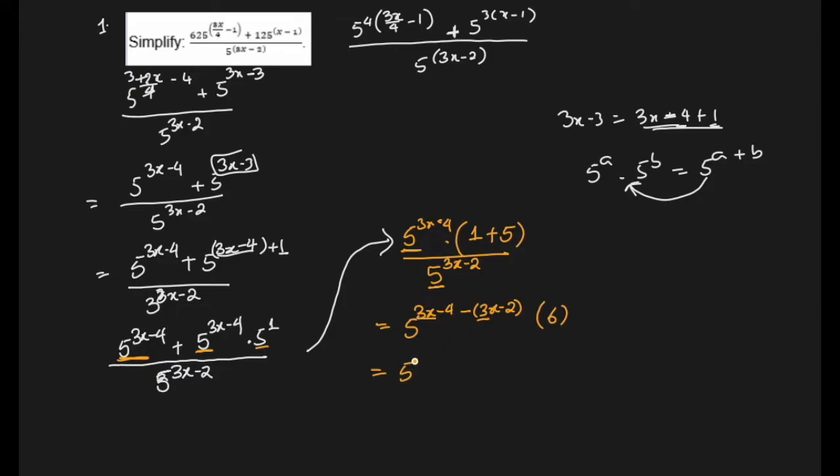3x minus 3x is 0, so they cancel out. Minus 4 minus 2, which is plus 2. So minus 4 plus 2 is minus 2, multiplied by 6. Let's make this minus 2 positive by bringing it down. 6 remains the numerator, 5 square. And finally we get 6 out of 25, even x is gone. This is the simplest form of what they've given us.